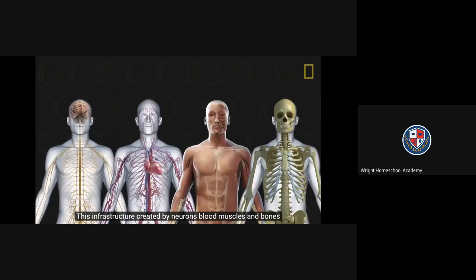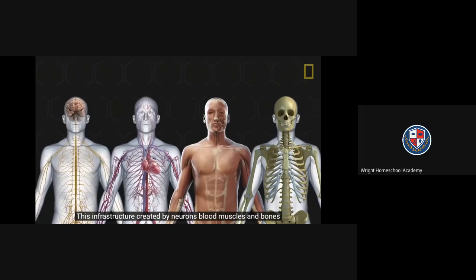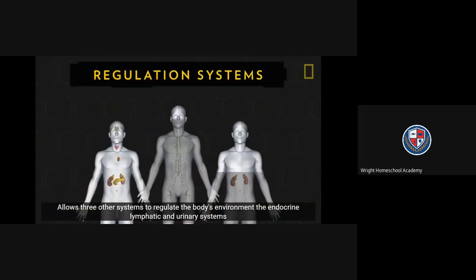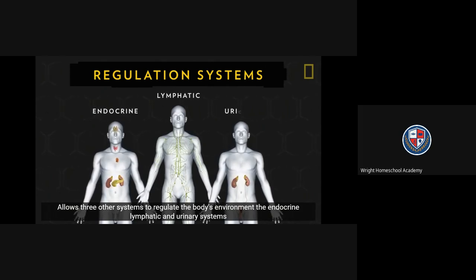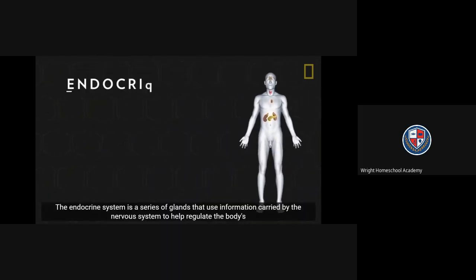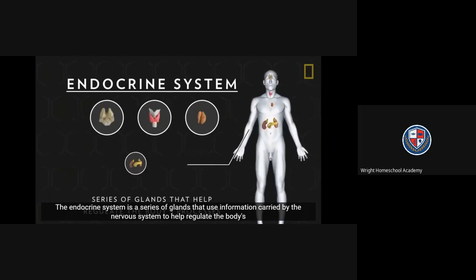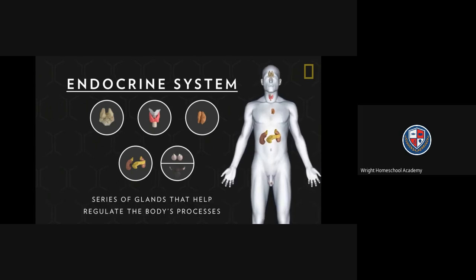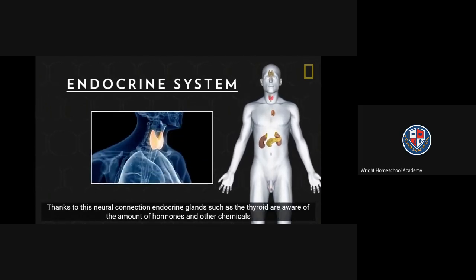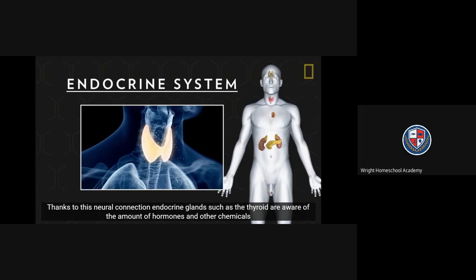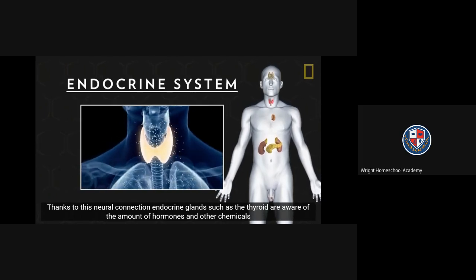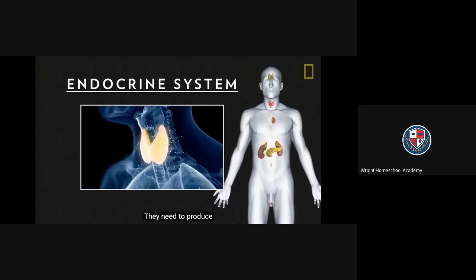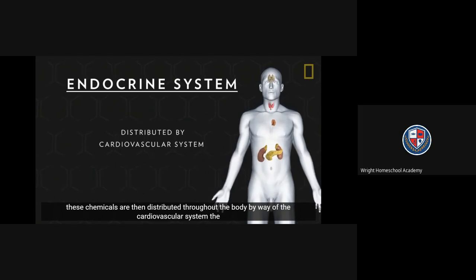This infrastructure, created by neurons, blood, muscles, and bones, allows 3 other systems to regulate the body's environment: the endocrine, lymphatic, and urinary systems. The endocrine system is a series of glands that use information carried by the nervous system to help regulate the body's processes. Thanks to this neural connection, endocrine glands, such as the thyroid, are aware of the amount of hormones and other chemicals they need to produce. These chemicals are then distributed throughout the body by way of the cardiovascular system.